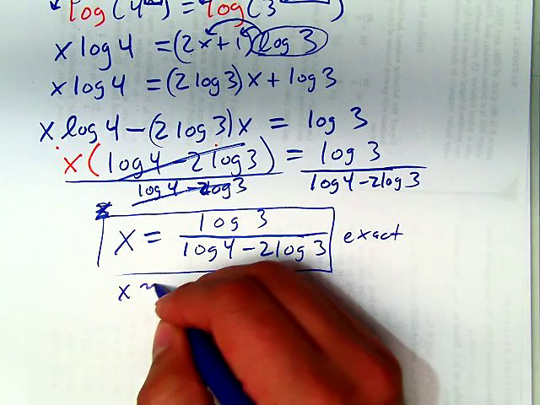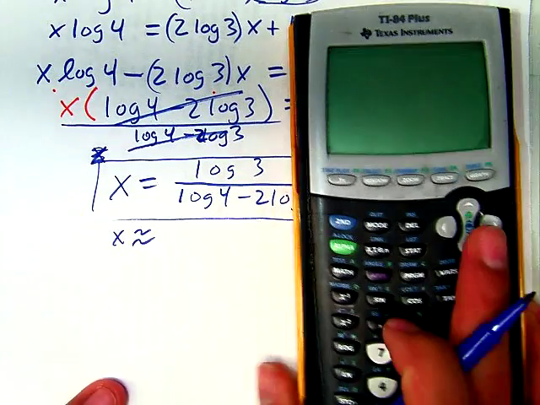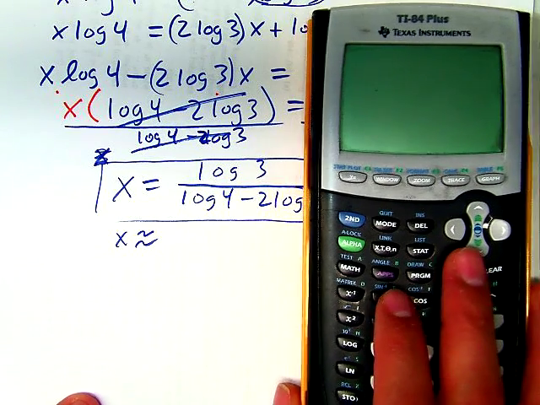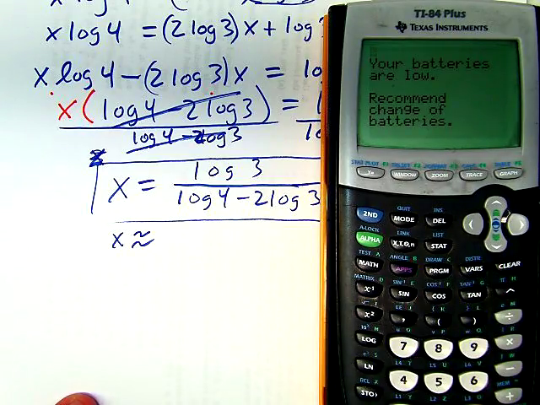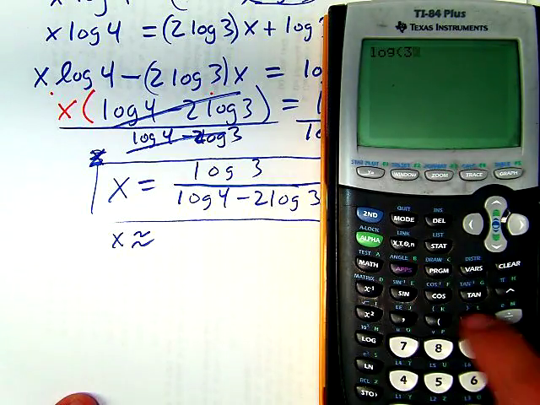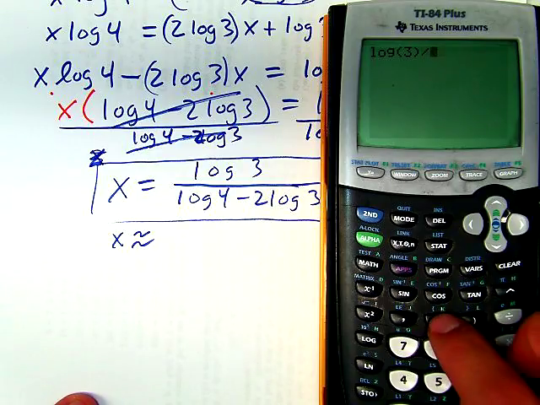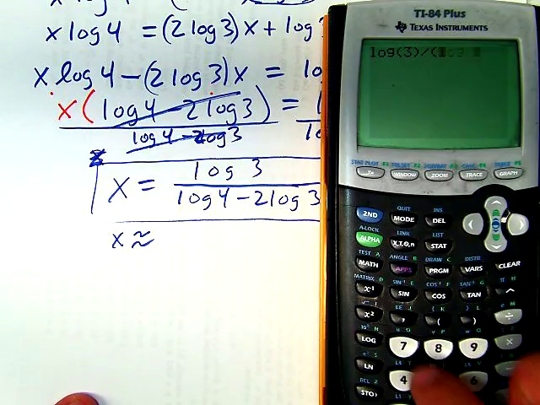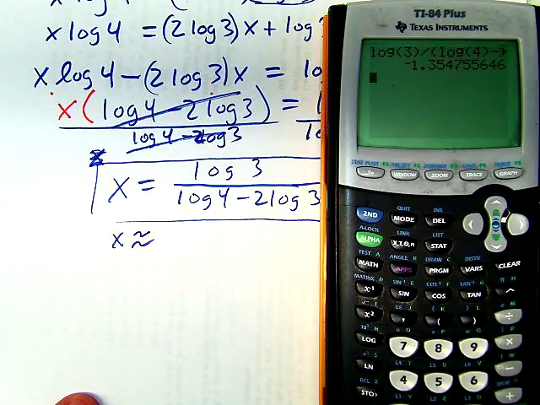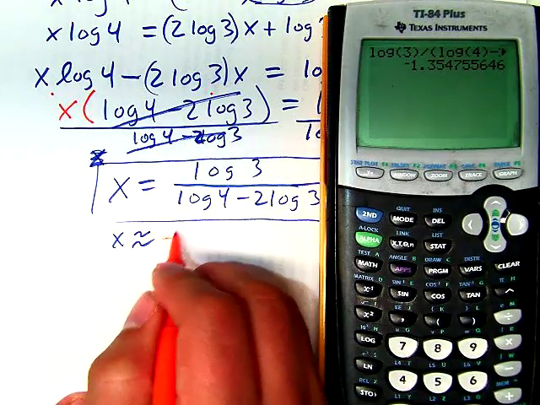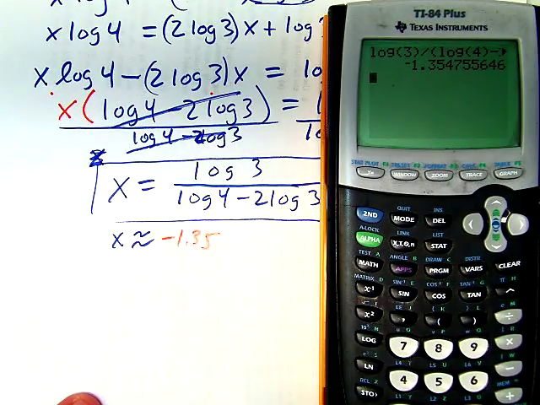And now to get the approximation, you're going to type that into the calculator. So it's going to be log 3, and you're going to divide that all by log 4 minus 2 log 3. You get about negative 1.35. Okay, so that's the approximation.